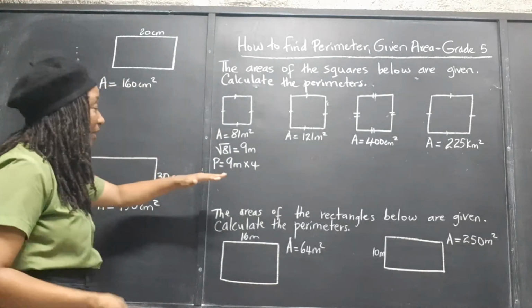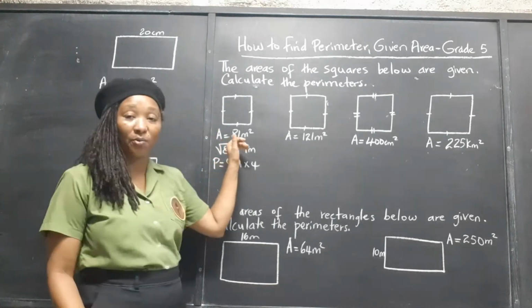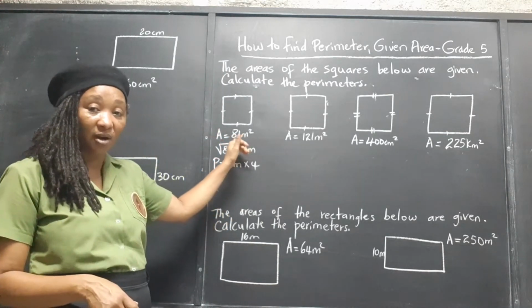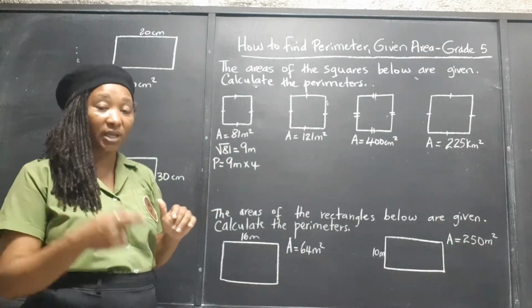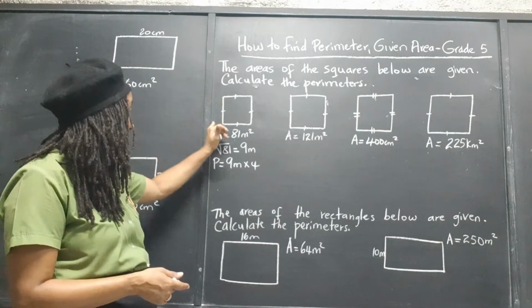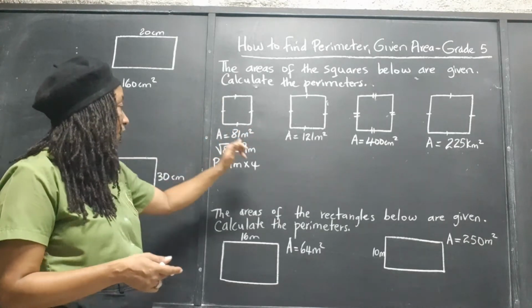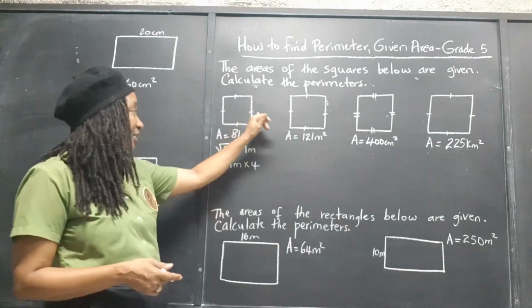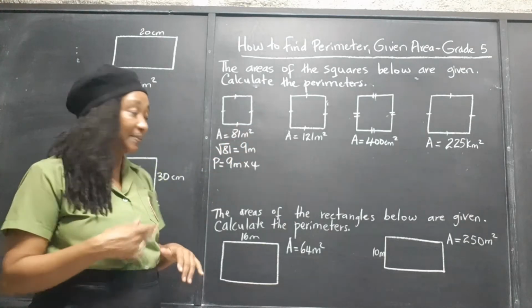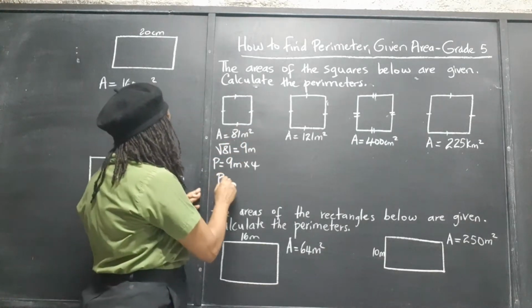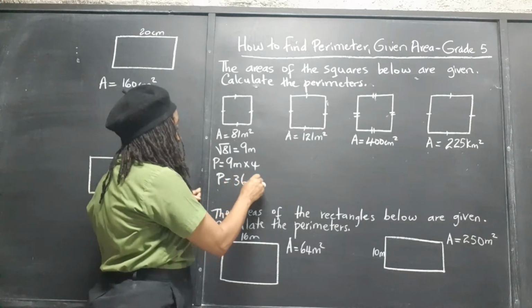So, first thing we did, we're given the area, we find the square root of the area. We're saying which number times itself would give 81, since we know the side and the side are the same. We got 9. That means each side is 9. So the perimeter then would be 4 times the side. So the perimeter would be 36 meters.